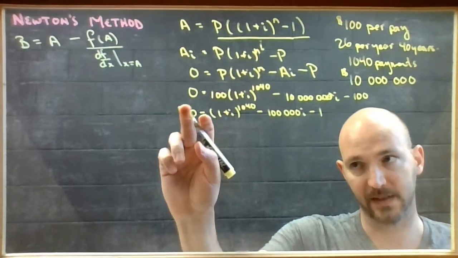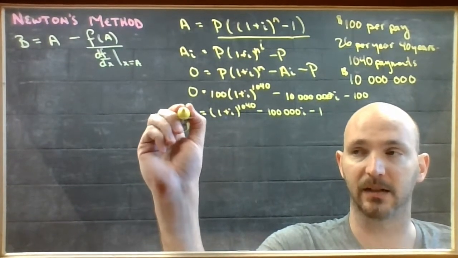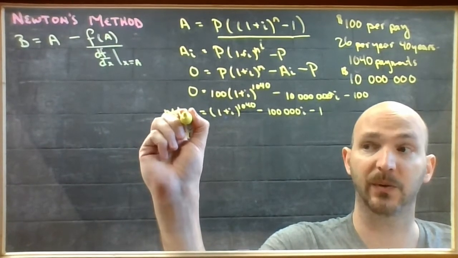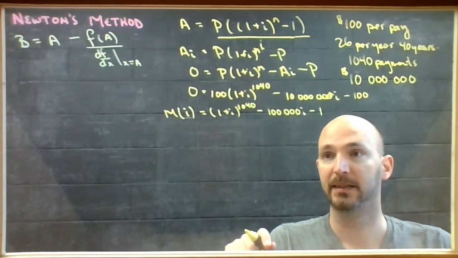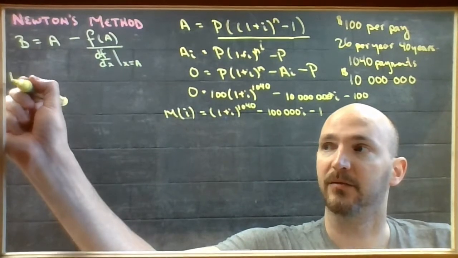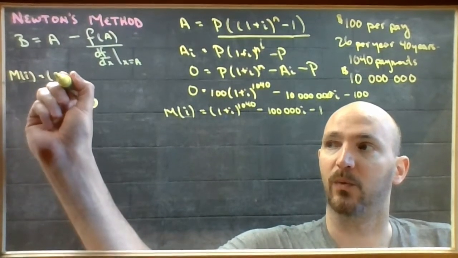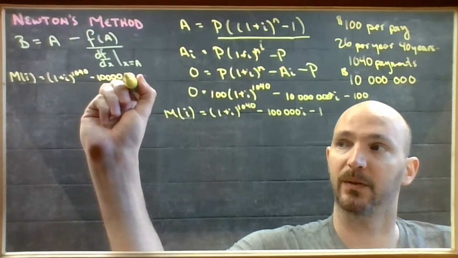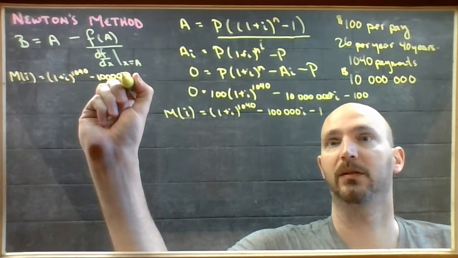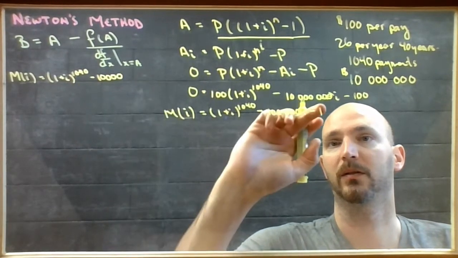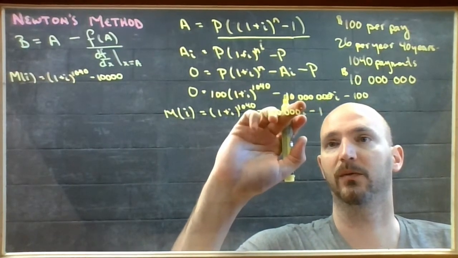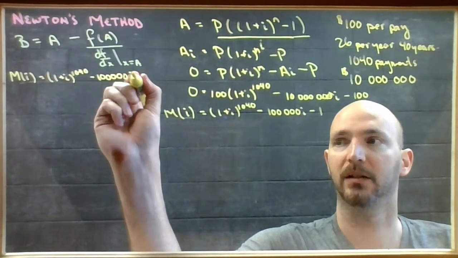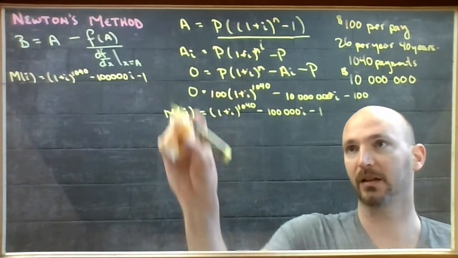So if this function is set to 0, I'm really trying to find the x or the I intercepts of some sort of function, let's call it m, because we don't use m very much, of I. So if I'm going to do that, my function then, m of I, is 1 plus I to the 1040 minus 100,000 I, subtract 1. Clear up some space.